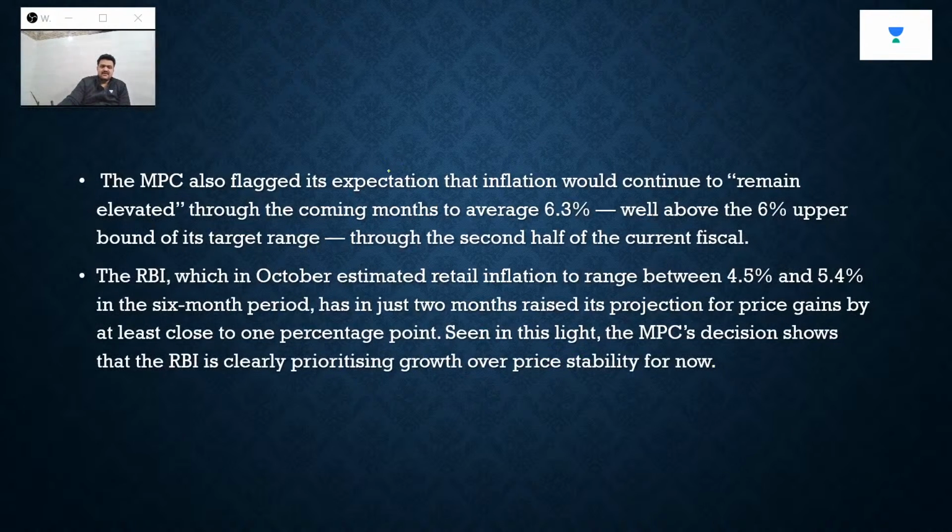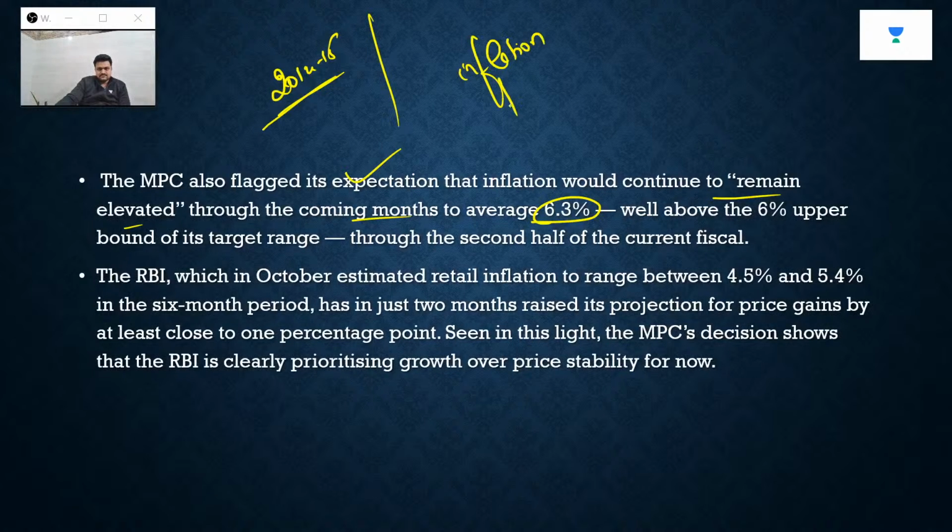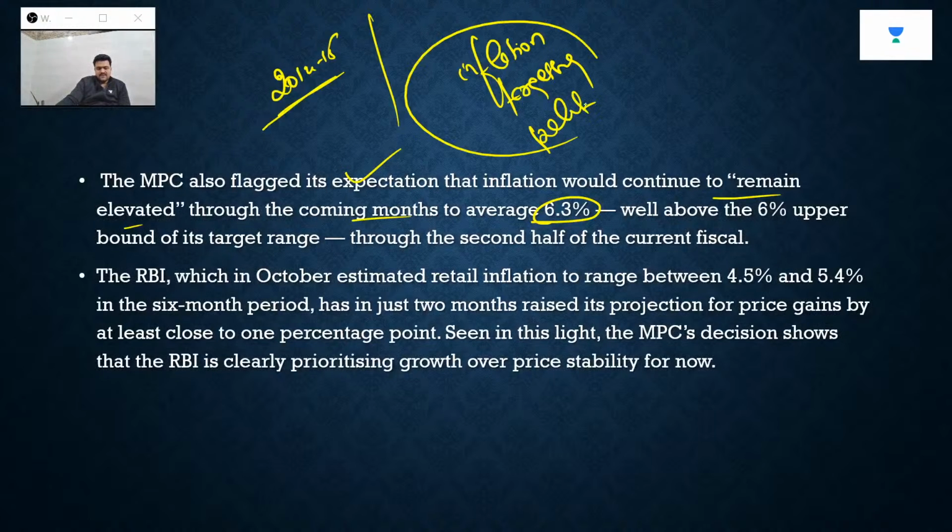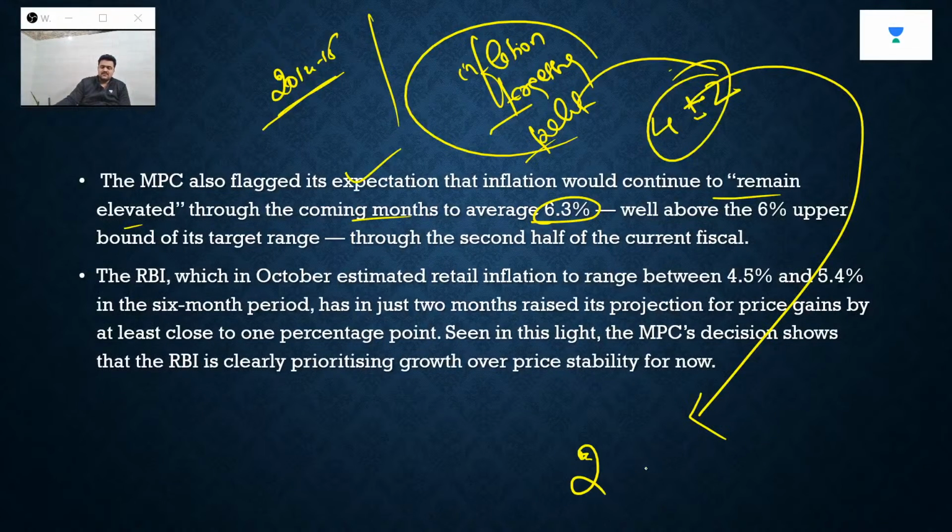Monetary Policy Committee also flagged its expectation that inflation would continue to remain elevated through the coming months to an average 6.3%. Actually, the kind of policy that we have been adopting, especially after 2014-15, is the inflation targeting policy. This inflation targeting policy provides for keeping the inflation level at 4 plus minus 2 level. So the inflation targeting policy says that inflation should be between 2 to 6%. So 6.3% is more than 6%.